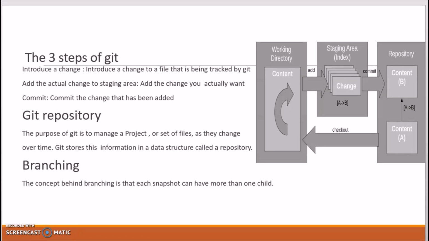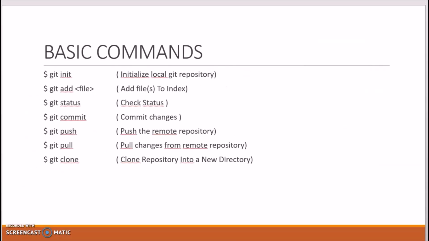Let's look at the basic commands. To start working with Git, you just need to run the git init command. It turns the current directory into the Git working directory and creates the repository directory with the .git extension. You can then start working with Git. Git add adds files to the index. Git status helps you keep track of which changes have been added or not, and what branch you are on.